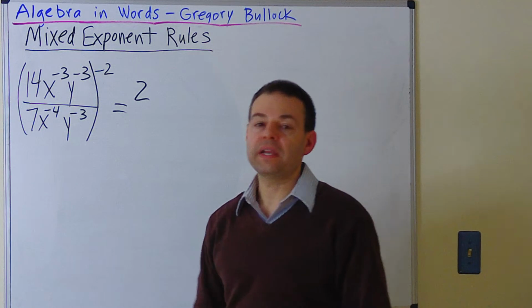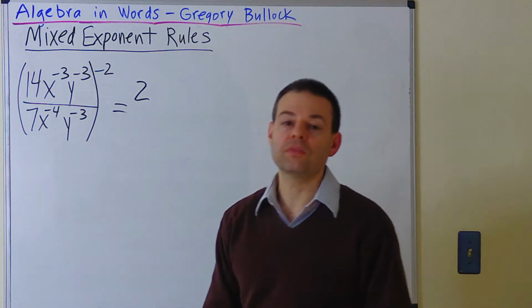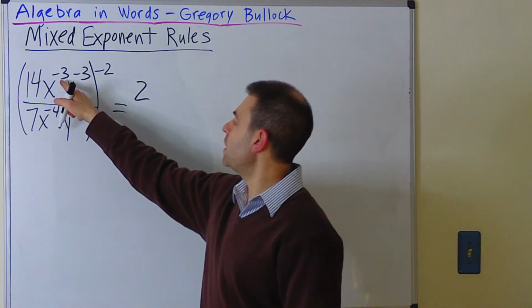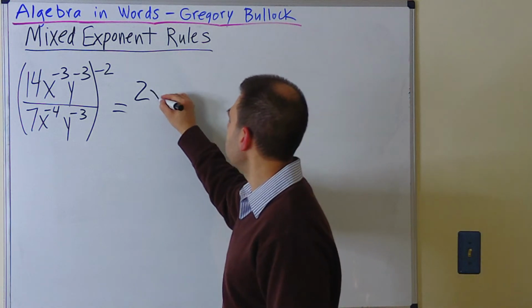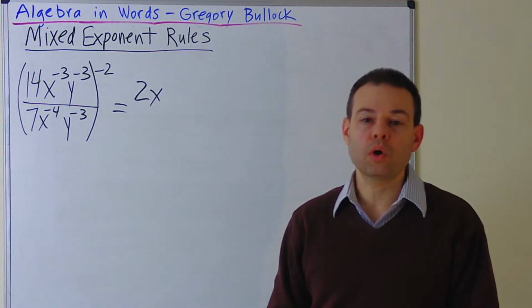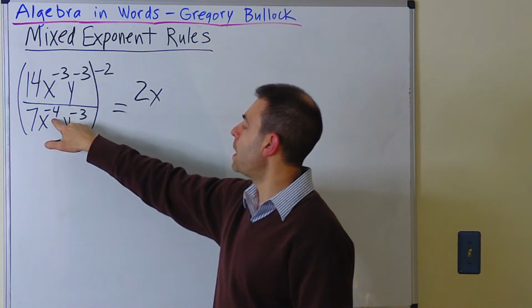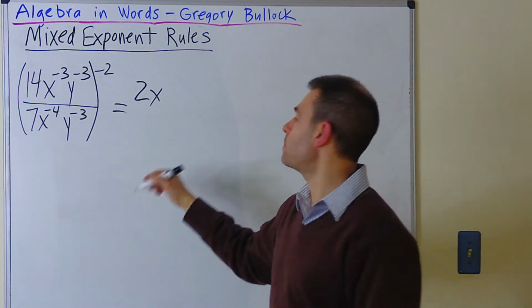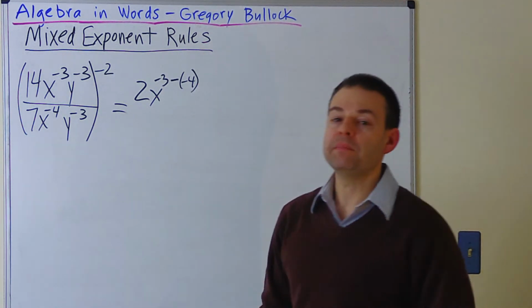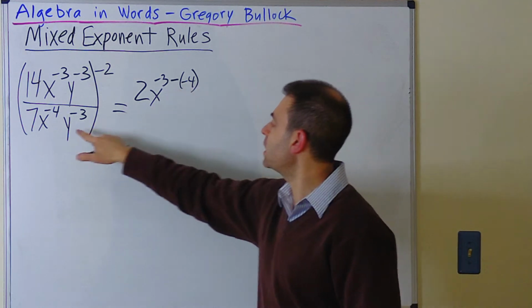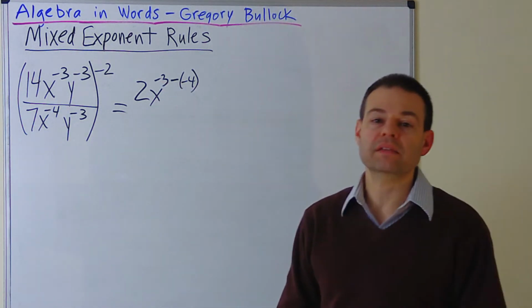Now, let's look for any other common bases. You'll notice we have common base x over common base x. It's negative 3 in the top and negative 4 in the bottom. I'm going to show the intermediate step. We're going to apply the quotient rule by doing the top exponent minus the bottom exponent. So if we show all those steps, it's going to be negative 3 minus negative 4. Make sure that you show the minus and keep the negative with the 4 as it came. We'll simplify that in the next step.